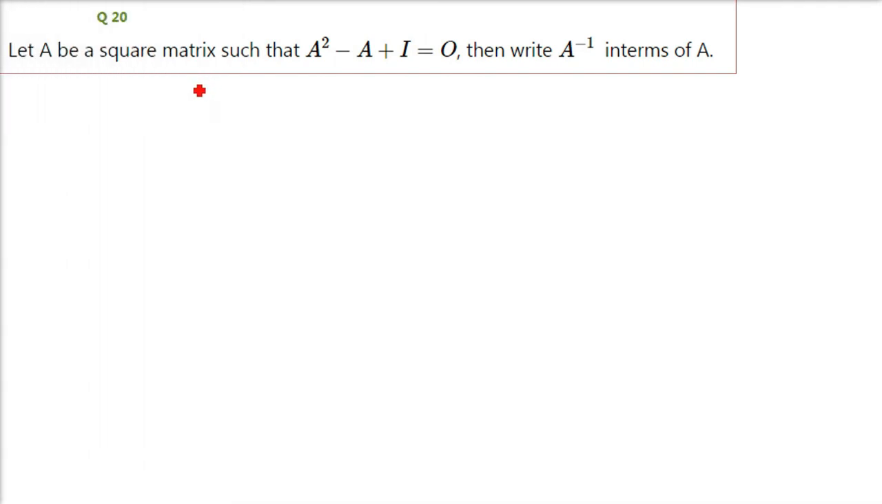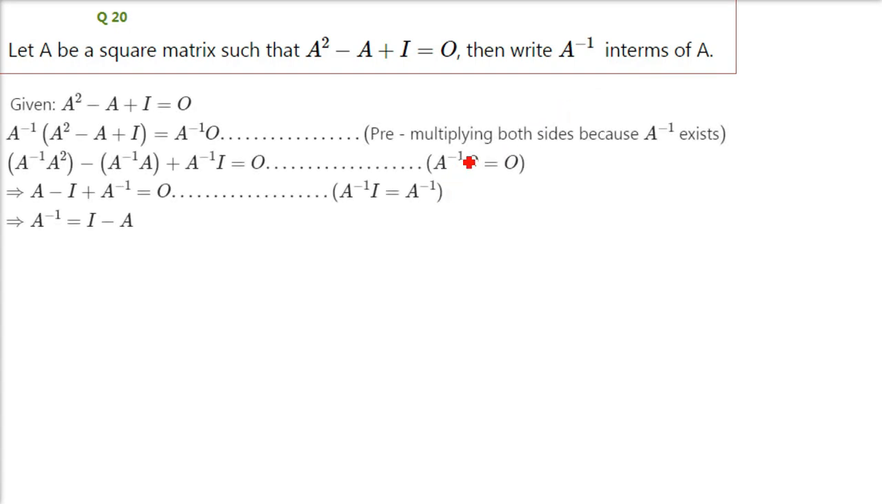Let A be a square matrix such that A squared minus A plus I is equal to the null matrix 0. It is not 0, it is actually a null matrix. Then write A inverse in terms of A. All these types of questions we have done, and we have seen that the trick is to multiply the whole equation by A inverse. So the only thing is that you have to multiply both sides by the inverse. So I'm multiplying this by A inverse.